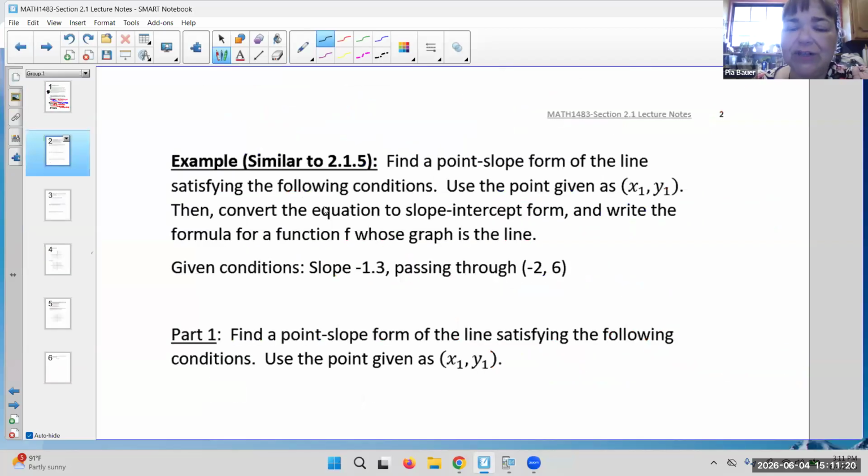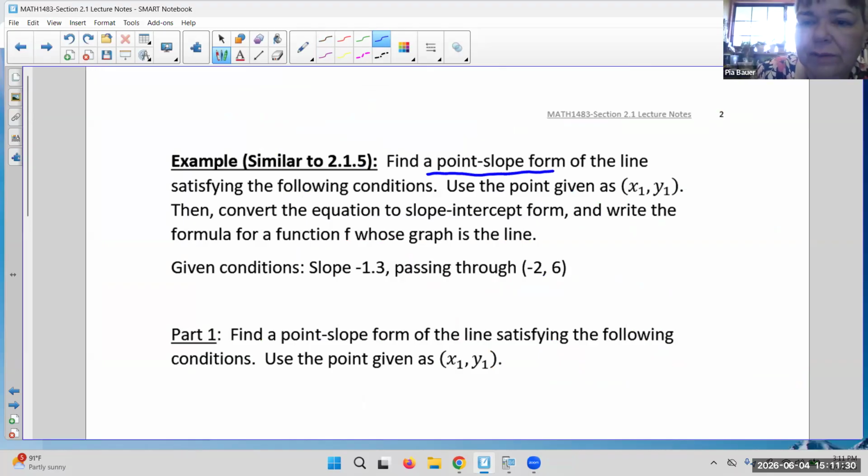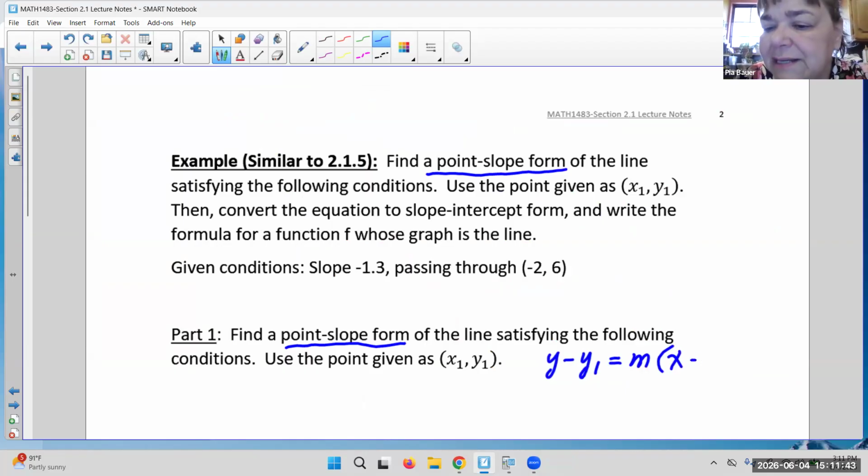Okay, so now we're going to move on to finding the equations of lines using some of these forms. It says find the point-slope form. The point-slope form will be y minus y1 equals m times x minus x1 of the line that satisfies the following conditions. Use the point given as x1, y1. So the given conditions are right here.